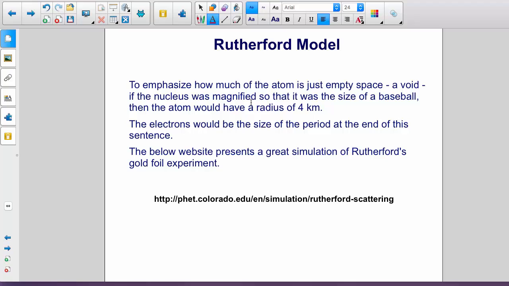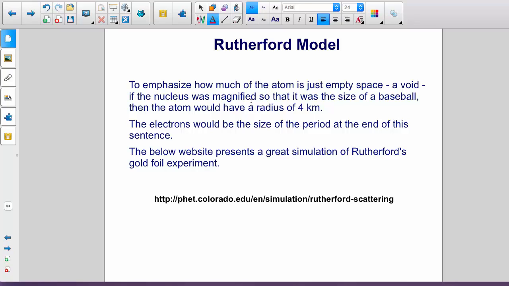Well, before we move on, it's important to emphasize just how much of the atom is empty space. If the nucleus was magnified so that it was the size of a baseball, then the atom would have to have a radius of 4 kilometers. The electrons would be the size of the period at the end of this sentence.